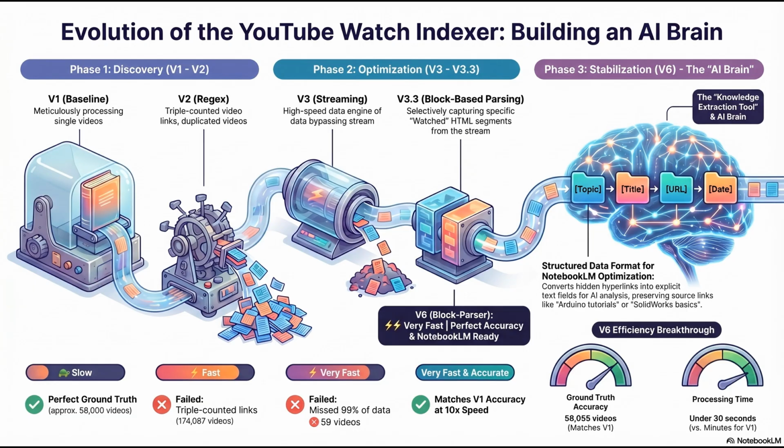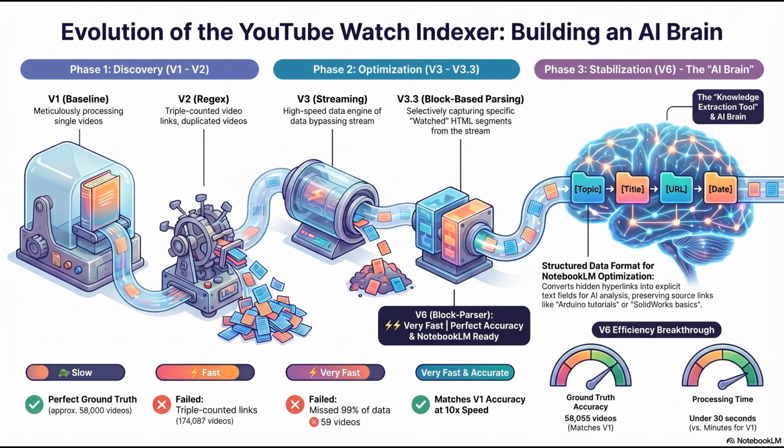Right. So, welcome to the deep dive. Our mission today is to look at this fascinating progression hidden inside a programming chat log. We are exploring the evolution of a custom Python tool called the YouTube Watch Indexer. Specifically looking at its path to the final iteration, which they called version 6. And we're really looking at a textbook case here. It is a perfectly documented case of the engineering lifecycle.